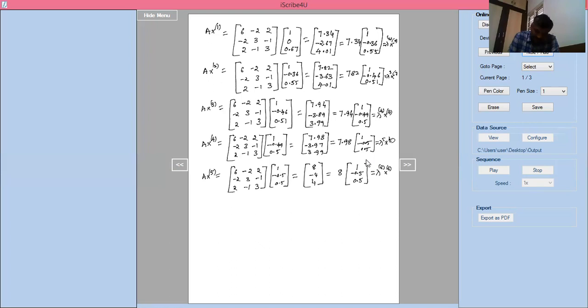Now I can say that the largest eigenvalue is lambda equal to 8, and the corresponding eigenvector is 1, minus 0.5, 0.5, which is the required solution for the given problem. The largest eigenvalue is lambda equal to 8 and the corresponding eigenvector is 1, minus 0.5, 0.5.